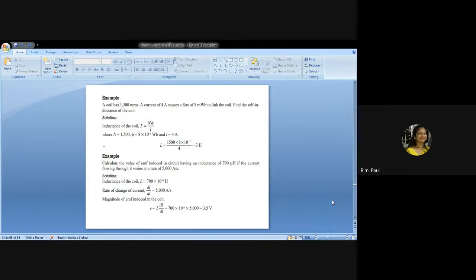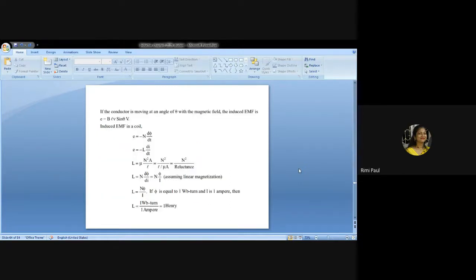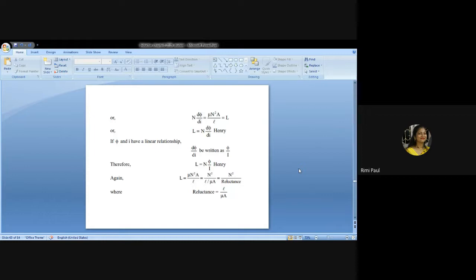So we can write L is equal to mu naught n square A by L. That is a definition. In previous videos we have seen that L is equal to n square by reluctance, or mu n square A by L.